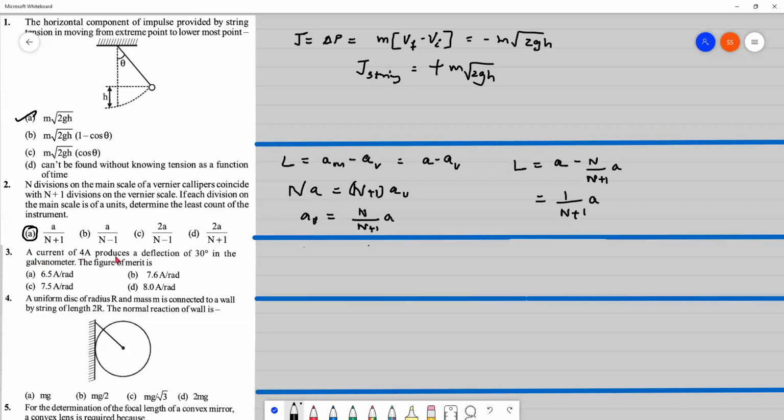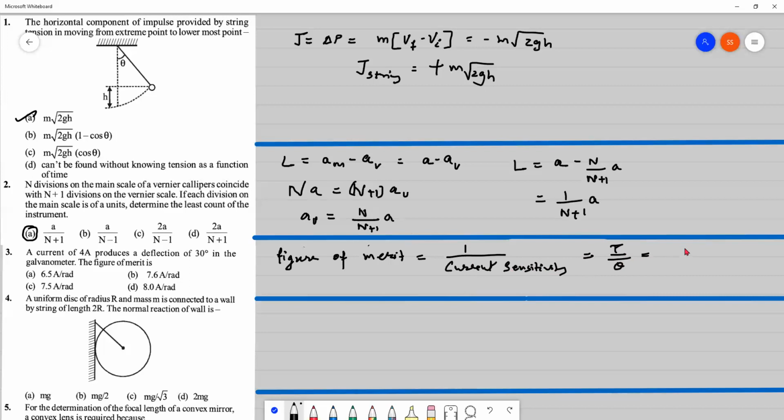Next, a current of 4 ampere produces a deflection of 30 degrees in the galvanometer. Find the figure of merit. The figure of merit is equal to 1 divided by current sensitivity, the reciprocal of current sensitivity. Current sensitivity is theta by I, so the figure of merit should be I by theta. Here theta is in radians.